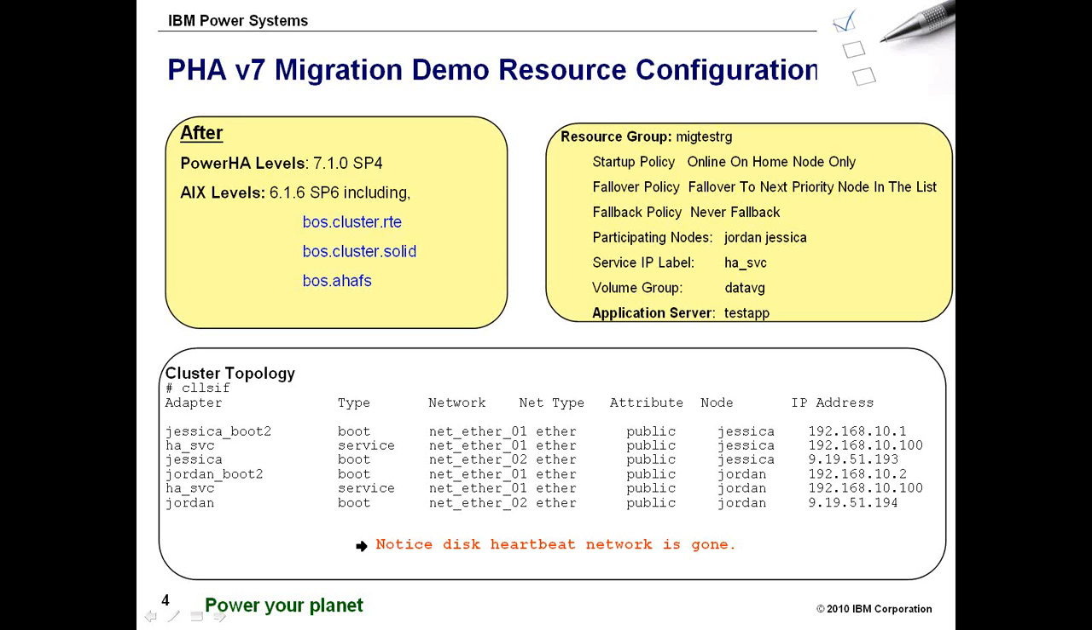The disk heartbeat network will automatically be removed from the configuration when the migration completes. And we will actually see that clmigcheck will give us a warning saying that disk heartbeat is not supported. However, it will automatically remove it for you.